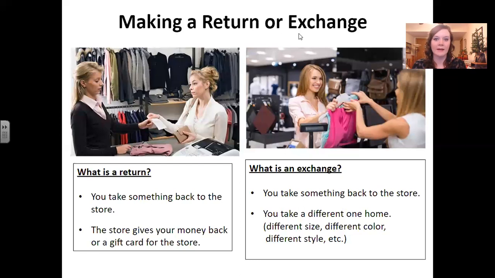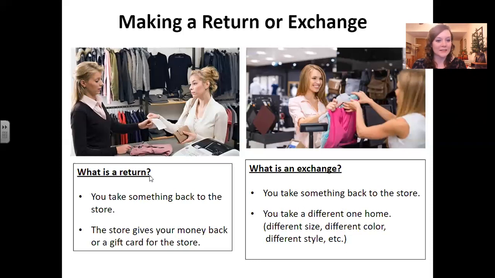Sometimes we buy some clothes at the store, but then later we decide we don't want it anymore. Or maybe we take it home and we did not try it on at the store, and it's the wrong size. It's too small or too big. So we need to make a return or exchange. Here we have two pictures. These women are making a return or exchange.